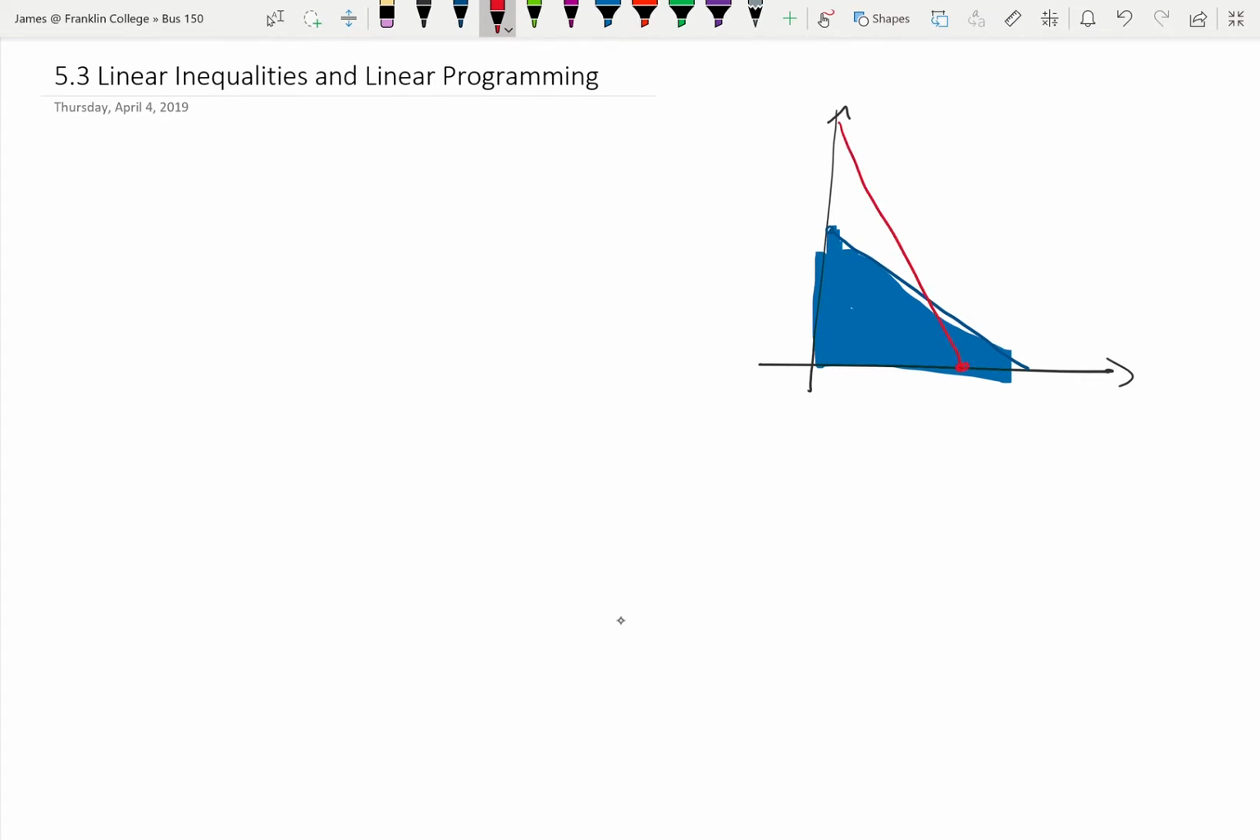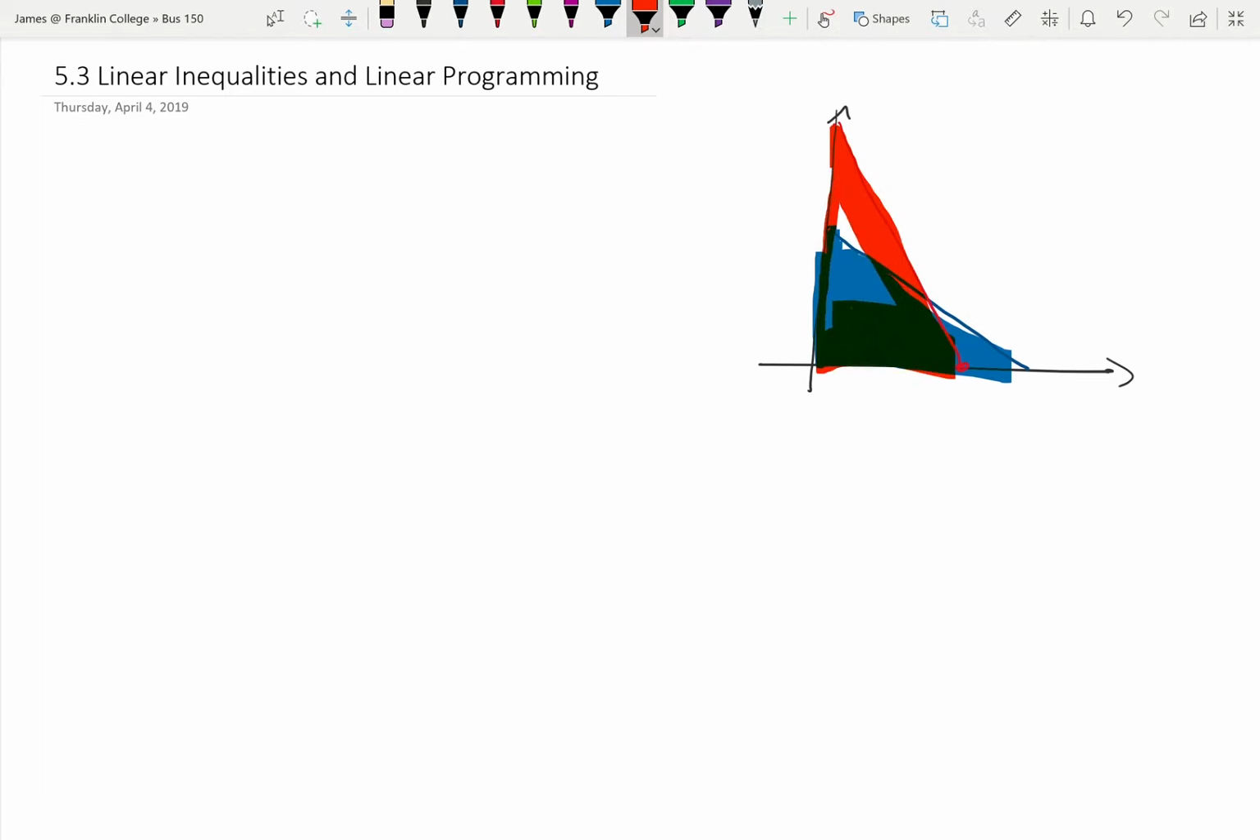Alright, so today we're going to be doing linear inequalities and linear programming. So we're going to be building on what we have done so far. For example, so far we may have had an example where we drew one inequality and we found out which side was being shaded. Then we drew another inequality and we figured out what side was shaded.